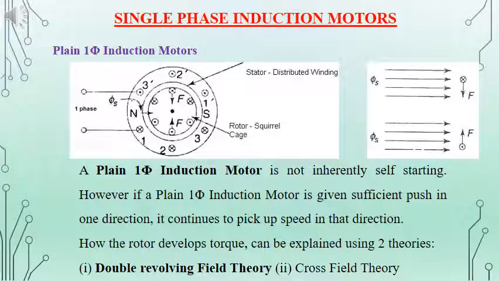Because of this, two torques are produced that are opposite in direction, and at standstill the motor will not be able to start. There will not be any resultant torque. But if we give a push to the rotor in either direction, clockwise or anti-clockwise, the machine will continue to rotate, there will be a resultant torque, and the motor will pick up speed.